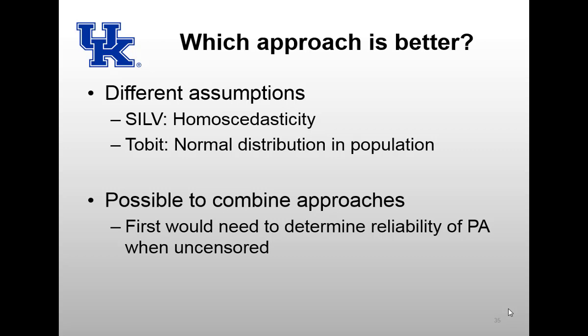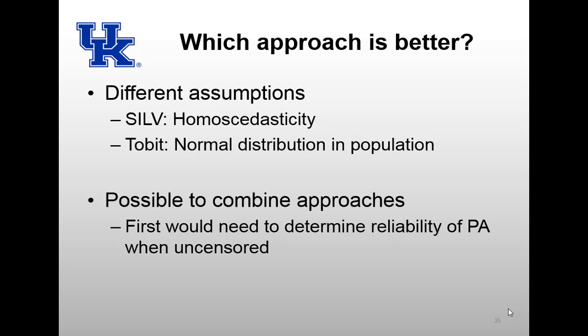In Tobit, we made the assumption that in the population, the distribution of scores was normal. So if that's not true, then the Tobit model will not give accurate results. The SILV model, on the other hand, makes an assumption of homoscedasticity, by which I mean that the measurement error is the same at all levels of PA. And also that after accounting for the measurement error, the regression residuals, back in our model with the single independent linear variables, would be normally distributed and homoscedastic, which, if you have censoring, is probably not an appropriate assumption to make.